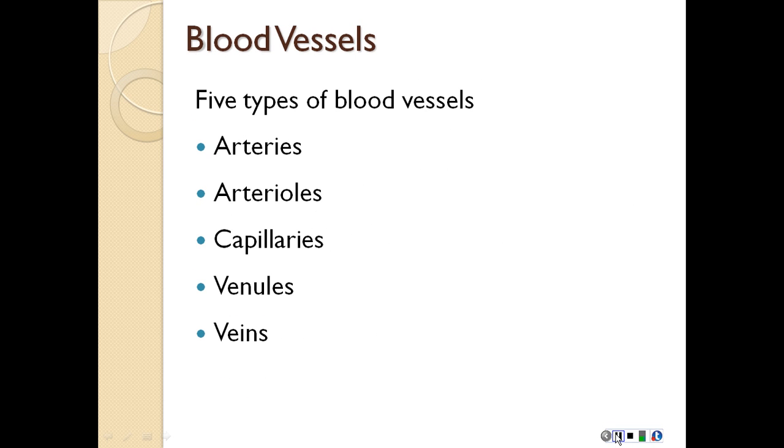So there are 5 types of blood vessels. What is the difference between arteries and arterioles? Arterioles are smaller. Smaller in what? Diameter, right? Good. And blood in the arterioles leads into the capillaries. Okay? What is the difference between arterioles and venules?